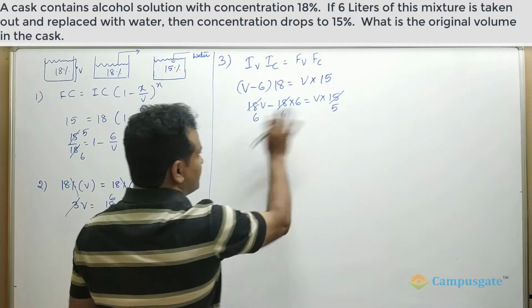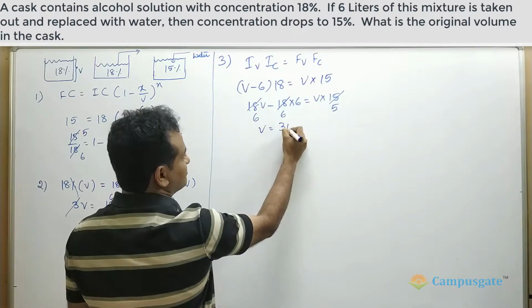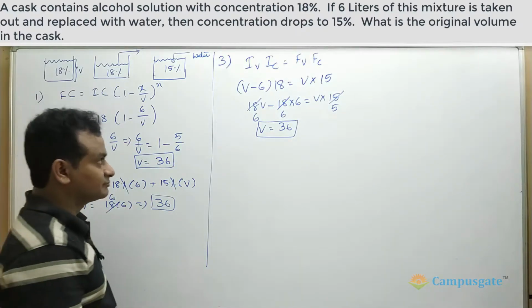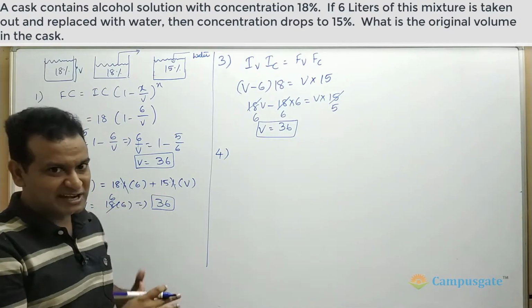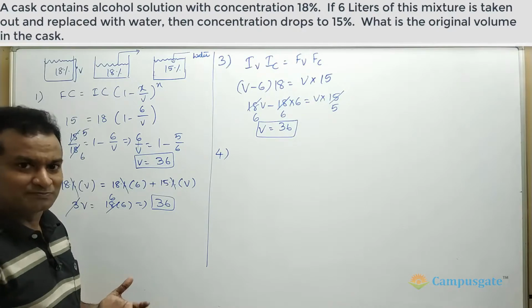Now this 5V comes to this side and here 6V will be there, therefore V equal to 6 into 6, 36. This should be the answer. So let us have a look at this question in a different way. Let us apply the allegation rule also, right?